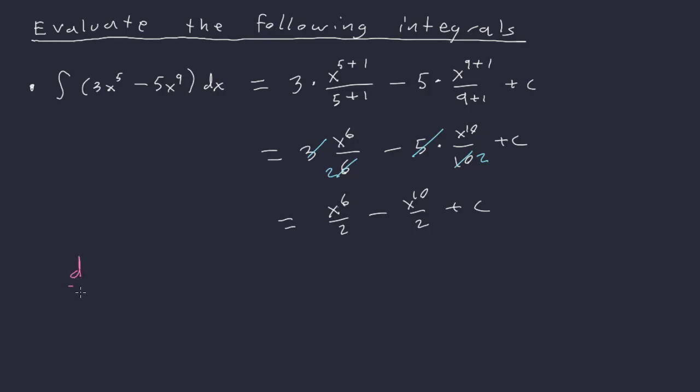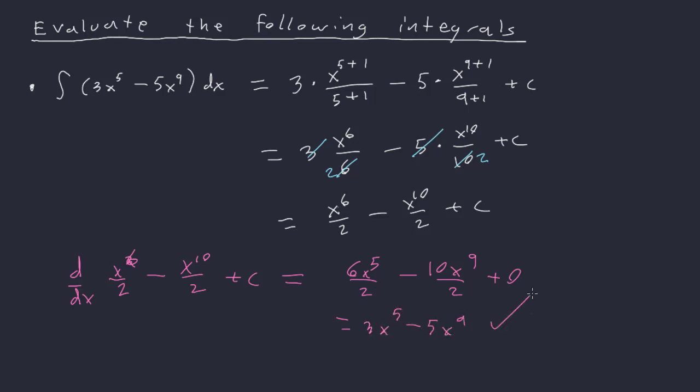And if we wanted to quickly check our answer, if we took the derivative of x to the 6th over 2 minus x to the 10 over 2 plus c, we would end up with 6x to the 5th over 2 minus 10x to the 9th over 2 plus 0, which will be 3x to the 5th minus 5x to the 9th, and there we go. That's it. So a lot of these do come down to, just like with derivatives, knowing the rule, applying the rule.